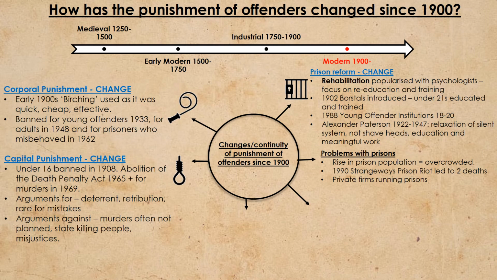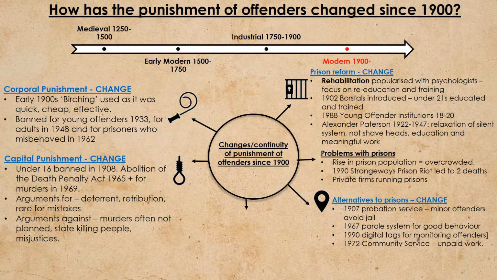Nowadays, we get many more private firms running prisons as a way of cutting costs for the government because prisons are very expensive. However, this also comes with its own problems because they are private companies at the end of the day. So because we still have lots of problems with prisons, there are now many alternatives to prison, which again is another example of how punishment has changed since the start of the 1900s.